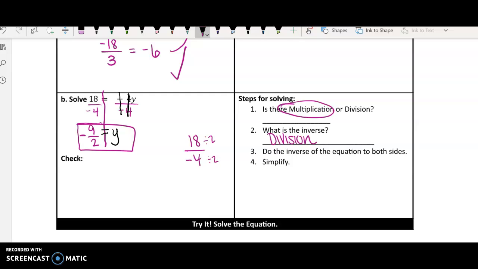So now let's check it. So instead of having 4 times y, I'm going to take out the y, and I'm going to plug in -9/2. Now remember, any whole number is over 1, and it doesn't change the problem. And then we just multiply straight across. So 4 times 9 is 36. And 1 times 2 is just 2. And we need it to equal 18, so let's check. Half of 36 does equal 18, so we got it right.